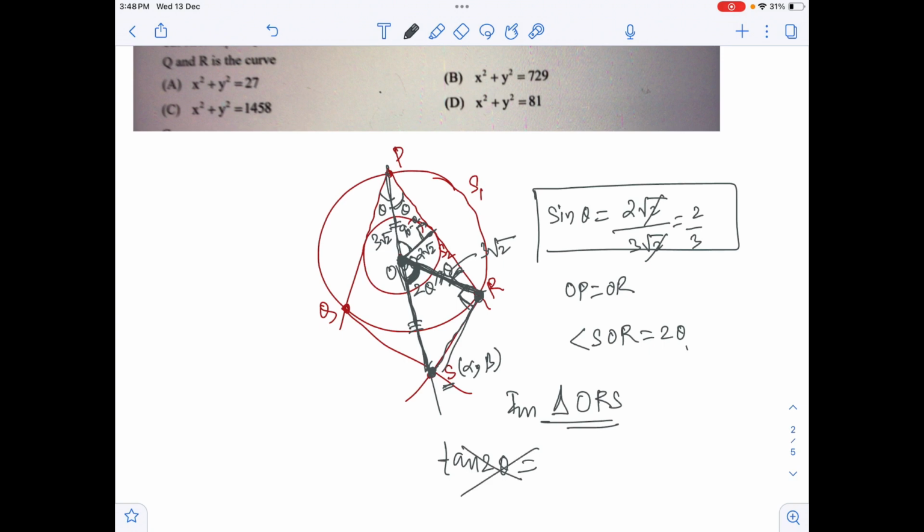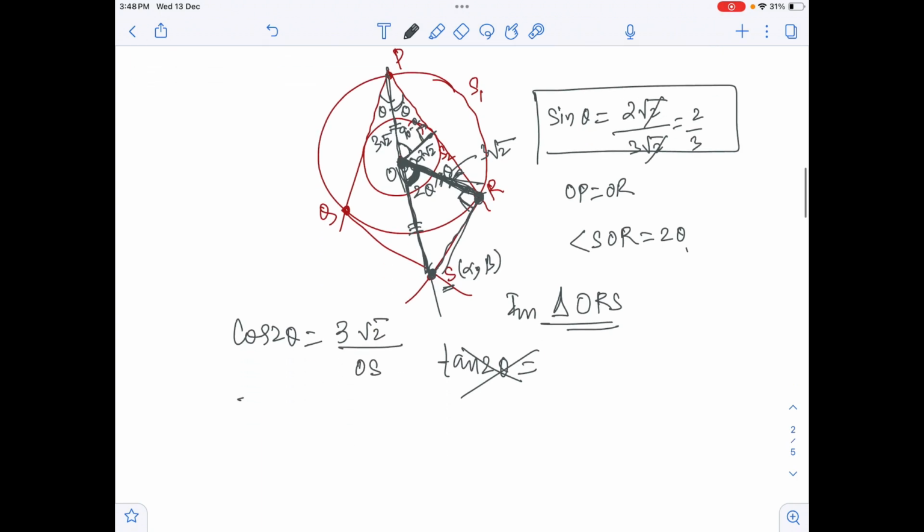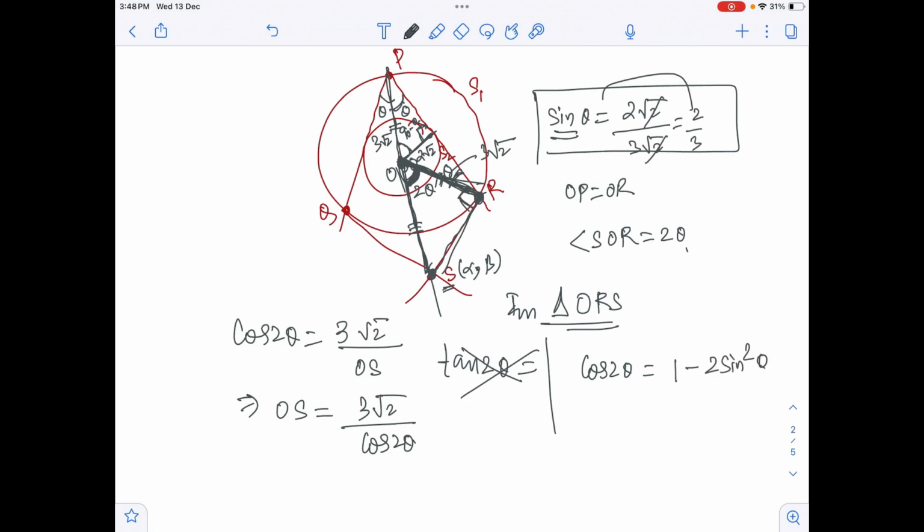So if I use tan 2 theta, we are going to get OR by RS, so that will not give the relation to OS. Cos 2 theta is base by hypotenuse. So here I can write cos 2 theta is base, which is OR, the radius 3 root 2, by hypotenuse, which is OS. So from here the OS value we are getting is 3 root 2 by cos 2 theta. Now we already have sin theta with us, so the cos 2 theta calculation is simple. We can calculate it as 1 minus 2 sin square theta, right? So it will give you 1 minus 2 into 4 by 9, which gives you 1 minus 8 by 9, and we have 1 by 9.